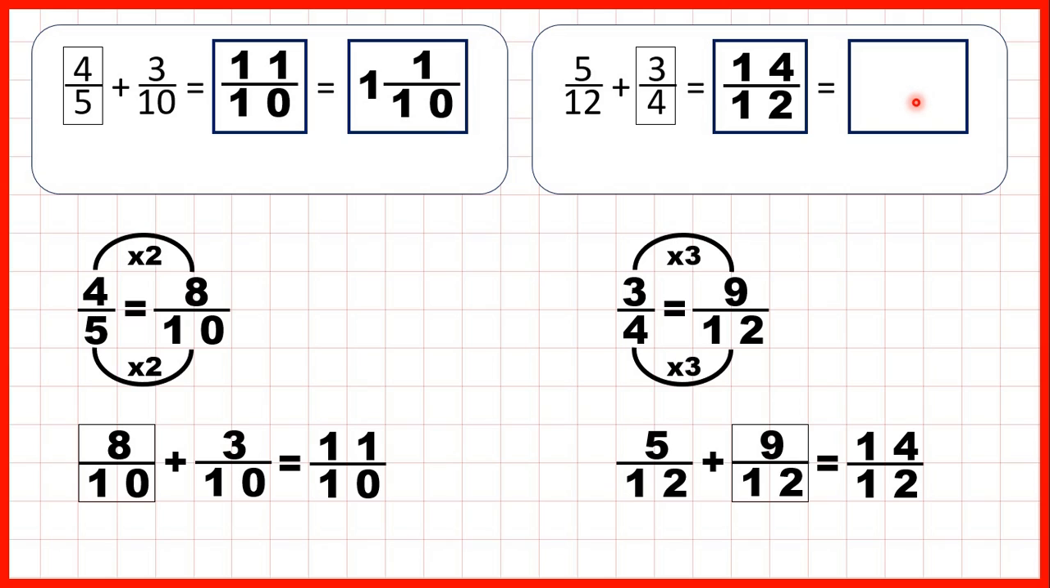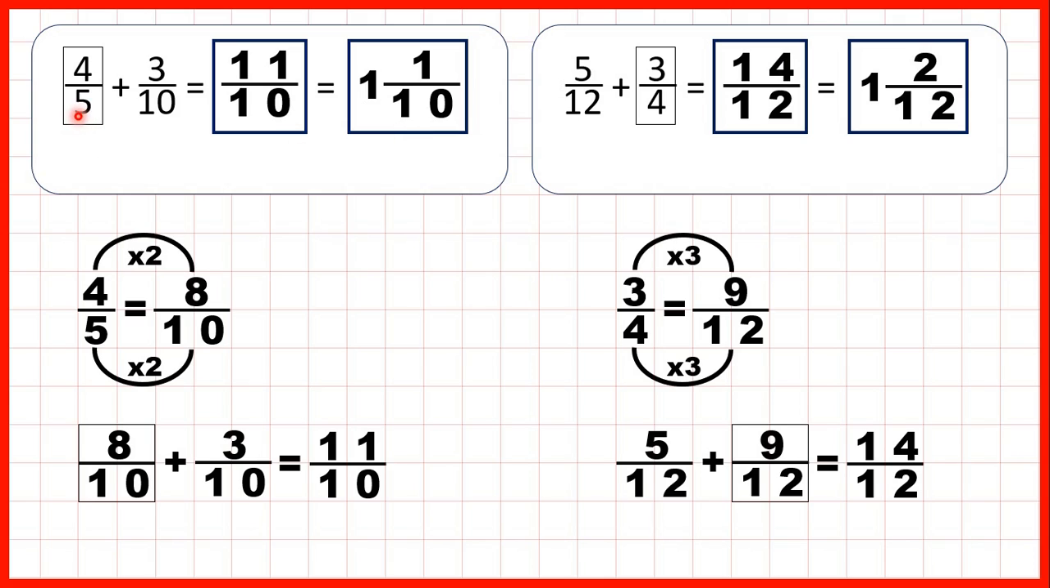But again, we can write that as a mixed number. 14 divided by 12 is 1 remainder 2, because 1 times 12 is 12, and then we need 2 more to get to 14. But let's think about what we did here.